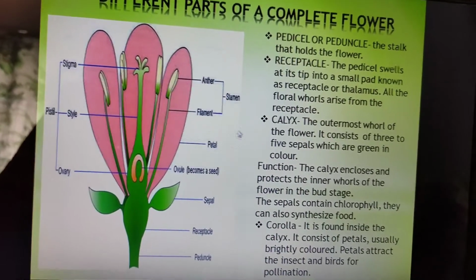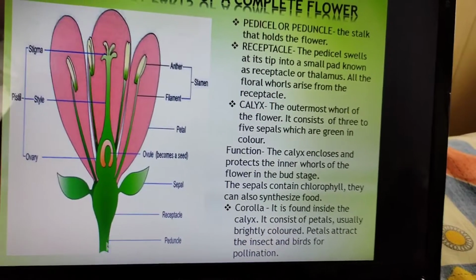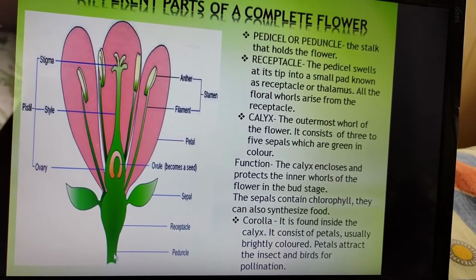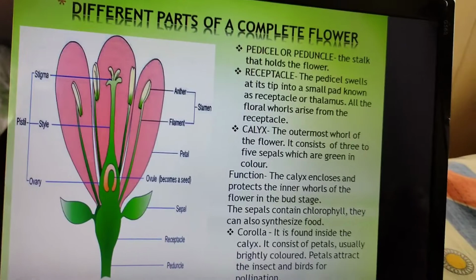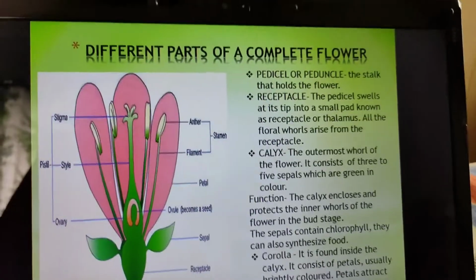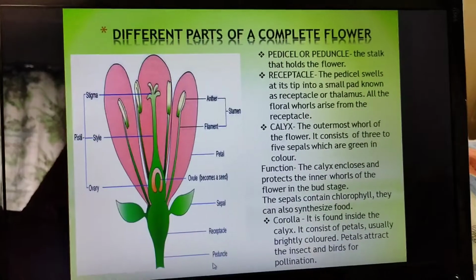First, we know about the pedicel. This is the pedicel or peduncle, the stalk that holds the flower. The peduncle is the part which holds the flower.